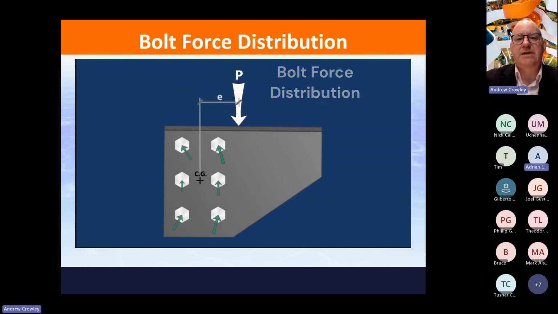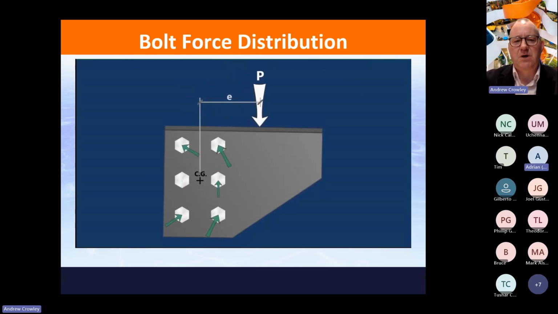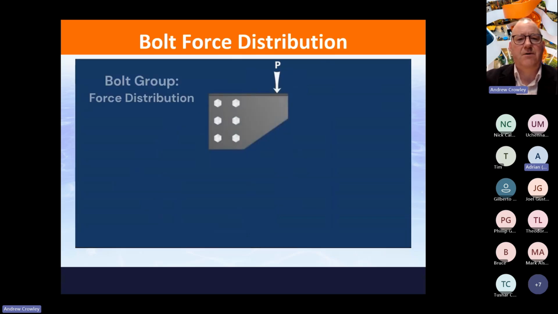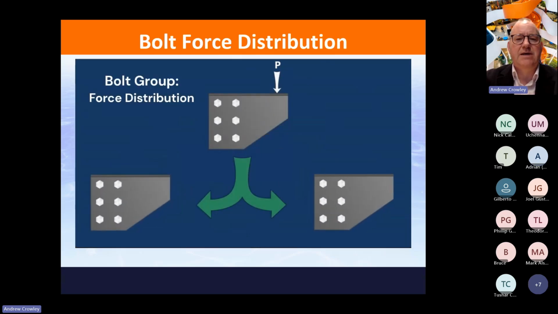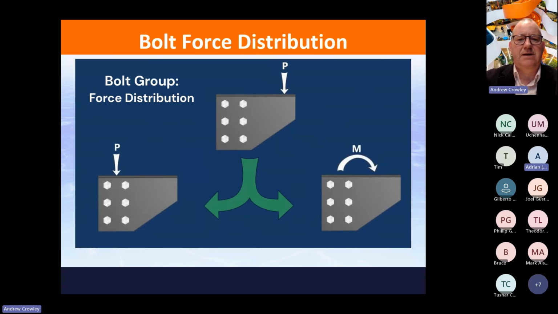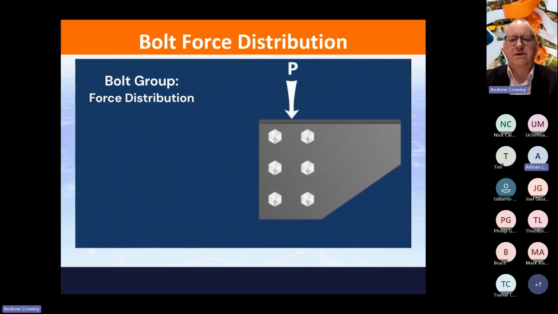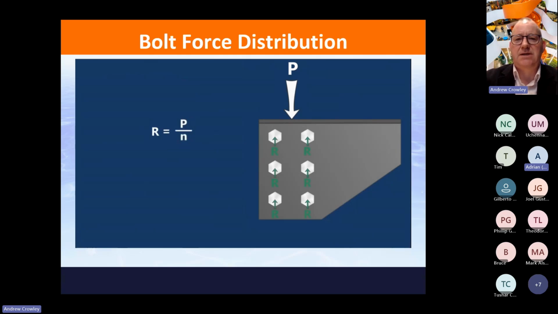Now, if you increase the eccentricity, you're inducing a moment, and so therefore the load in the bolts increases as a proportion of the distance from the centroid. We can break that into two components, the concentric load and the eccentric load causing the moment. So let's look first at the concentric load, and as I've mentioned, you just take the full load and divide it by n, the number of bolts, to give you the reaction in the bolt.